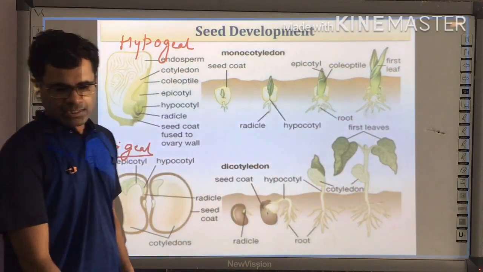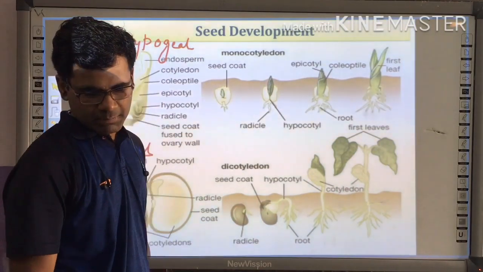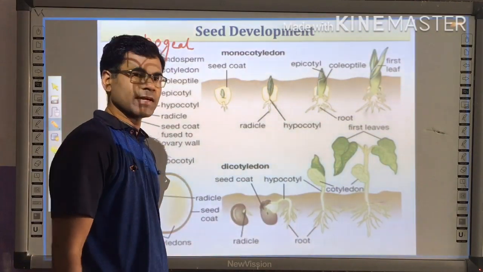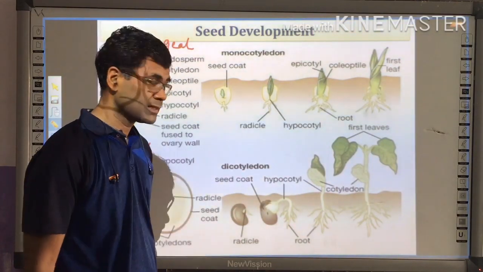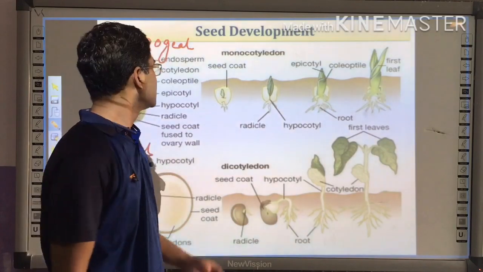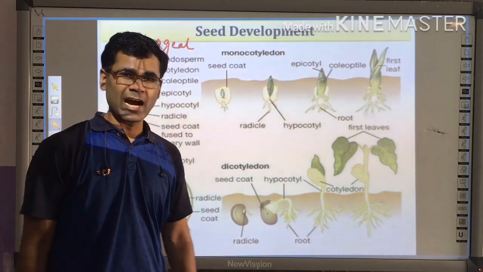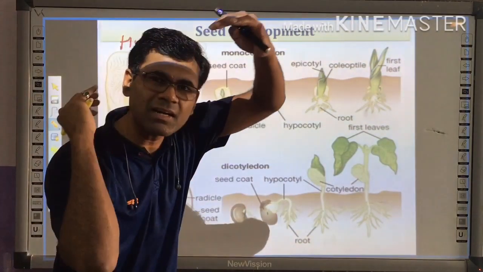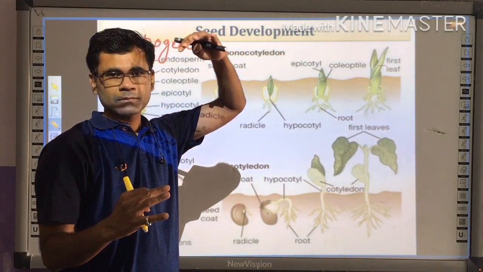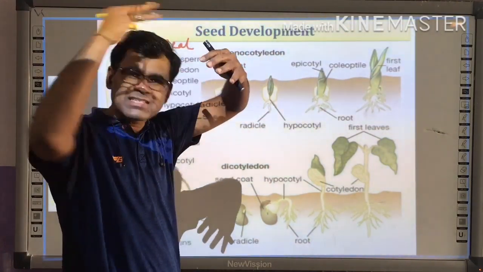So that's why it is called hypogeal germination and epigeal germination. Right, let us discuss one by one. Most of the dicots have hypogeal germination. Hypo means inside the ground. So here the germination takes place inside the ground.